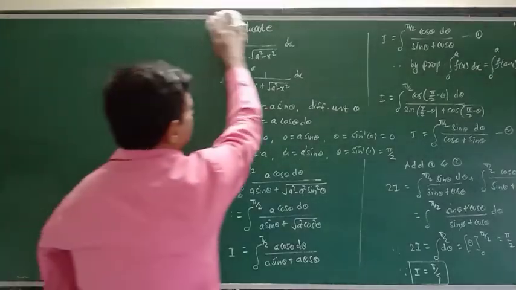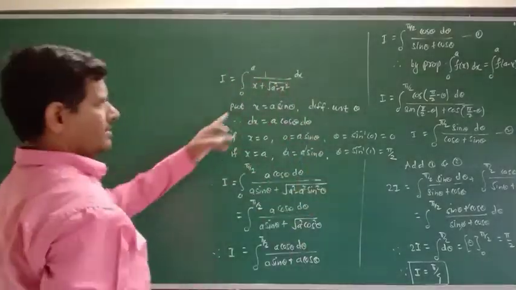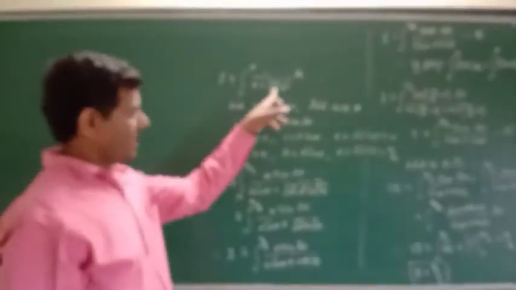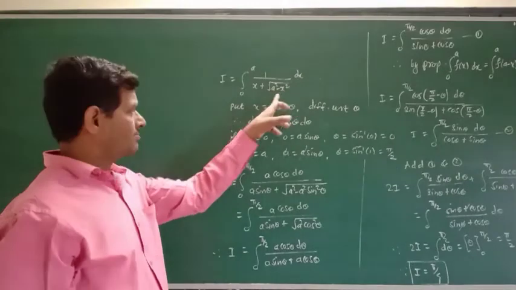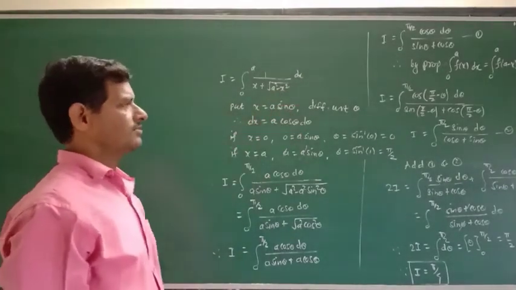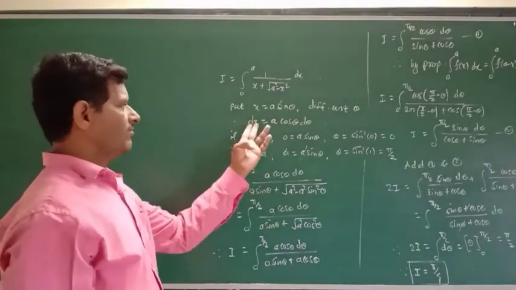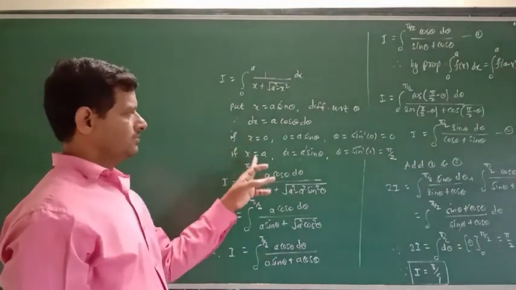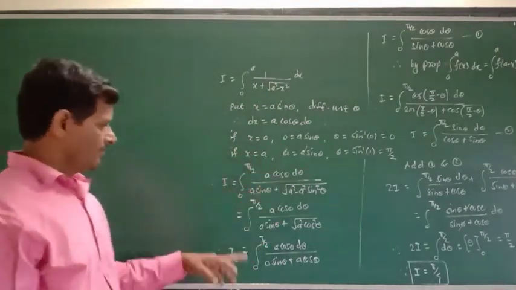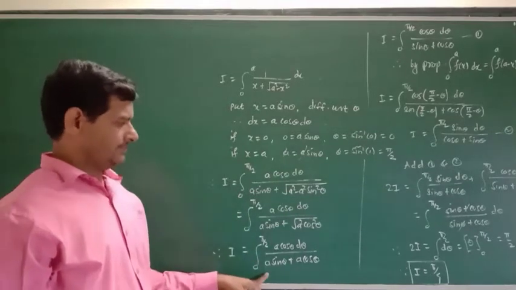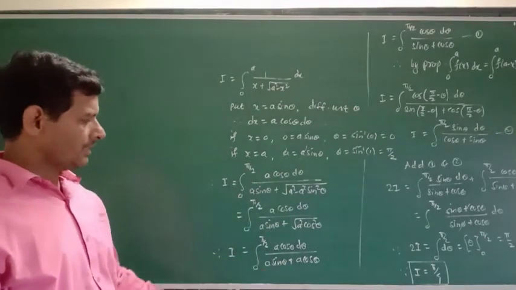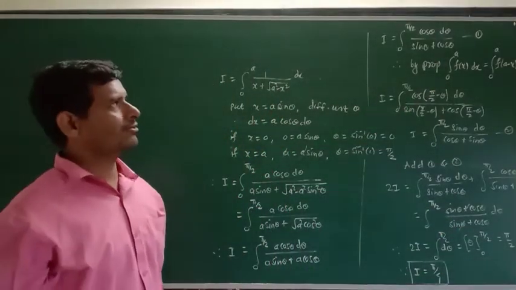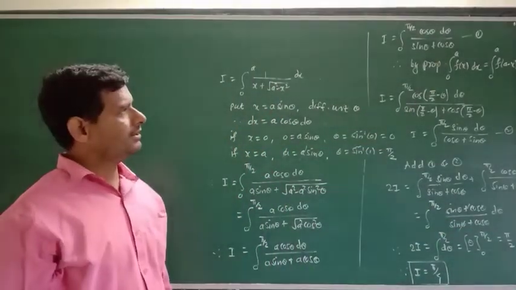Question number 3. So what we have done here? We have used a substitution. Since the term is a square minus x square, we can use the substitution x is equal to a sin theta. Then after differentiation, we get the value of dx. Then the limits also get changed. Then after simplifying, the a in the numerator and denominator get cancelled, and the integral becomes linear trigonometric terms on the numerator and denominator.